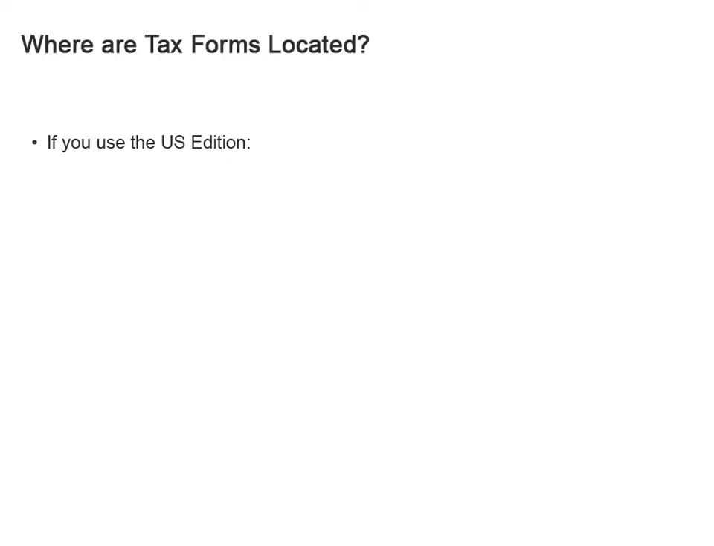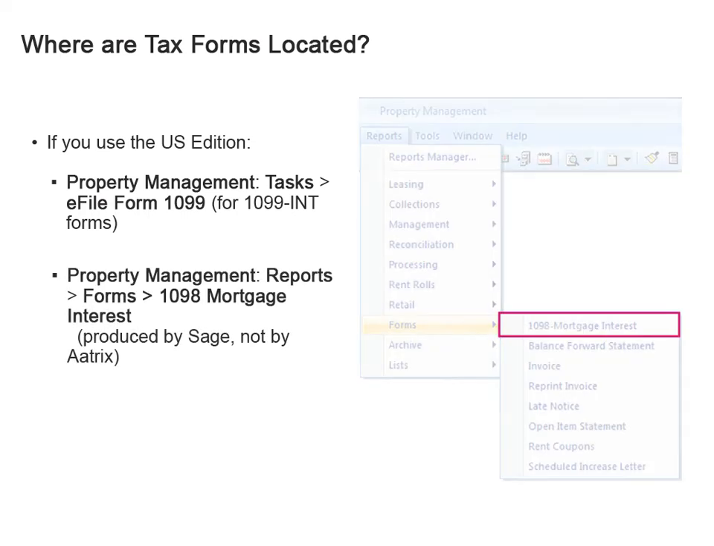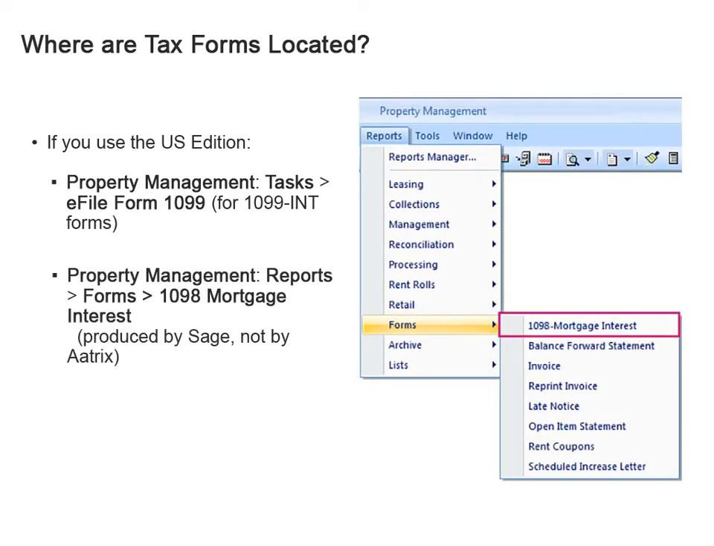In Property Management, if you paid interest to your tenants on deposits held, you will print the 1099 INT forms by going to Tasks, e-file Form 1099. If you need to report mortgage interest paid in Property Management, go to Reports, Forms, 1098 Mortgage Interest. This particular form is produced by Sage, not by Atrix.